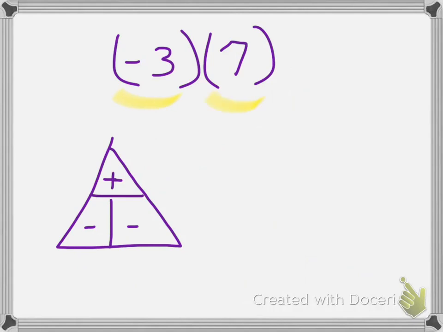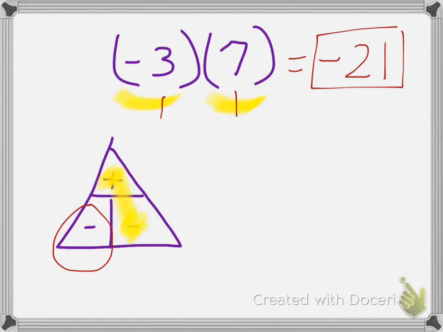So you come down here to your triangle, and you cover up one negative, and you cover up, this is positive up here, so the positive. So those are the things in my problem, so my answer should be what's left over. In this case, my answer that's left over is a negative. So this equals negative, and then you just multiply the numbers. 3 times 7 is 21. So my answer for this is -21. Let's try another one.